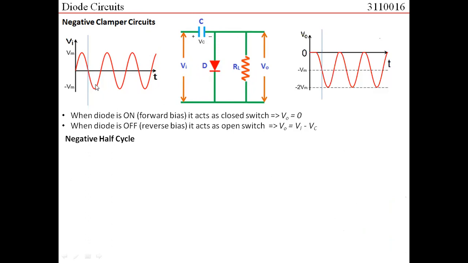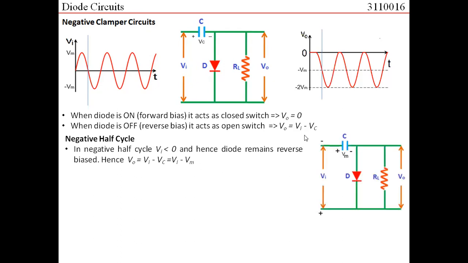That is, now we are talking about this part of the circuit, this part of the input. So what would happen in a negative half cycle? In the negative half cycle, this terminal would become negative, this terminal would become positive. The capacitor is charged to Vm. What would happen to this diode? We can understand N terminal connected with positive, P terminal connected with negative. Diode would remain reverse biased. Diode would remain off, and hence what would be the output voltage? Output voltage would be equal to Vi minus Vc. What is the value of Vc? Vc is equal to Vm. So the output voltage would be equal to Vi minus Vm.